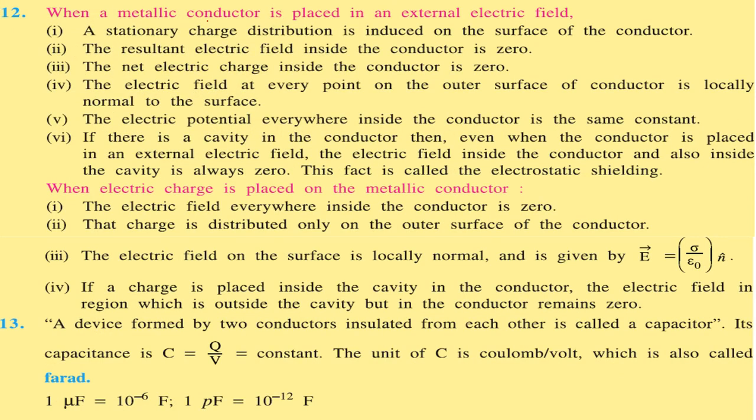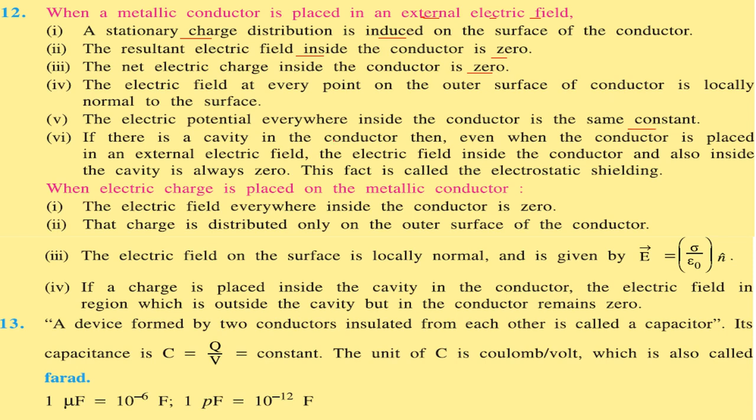When a metallic conductor is placed in an external electric field, what happens? A stationary charge distribution is induced on the surface of the conductor. The resultant electric field inside the conductor will be zero. The net electric charge inside the conductor will be zero. The electric field at every point on the outer surface of the conductor is locally normal to the surface, and electric potential everywhere inside the conductor will remain constant.